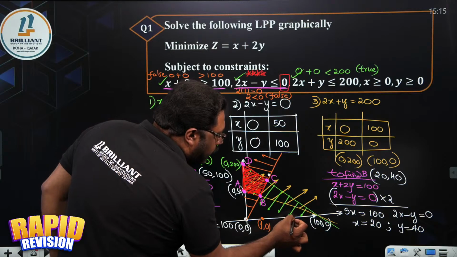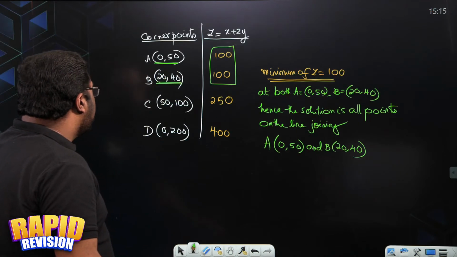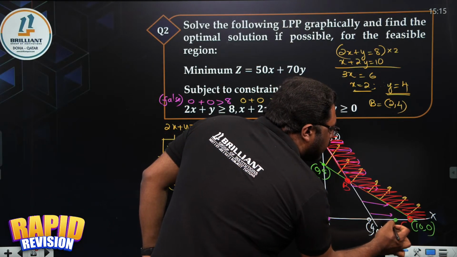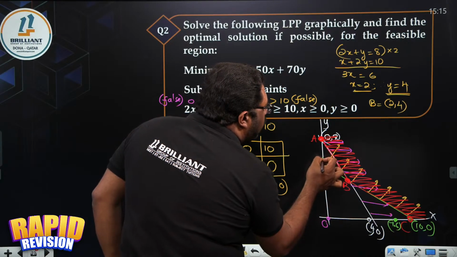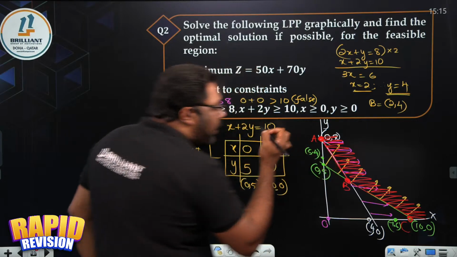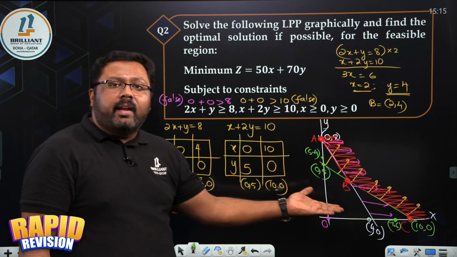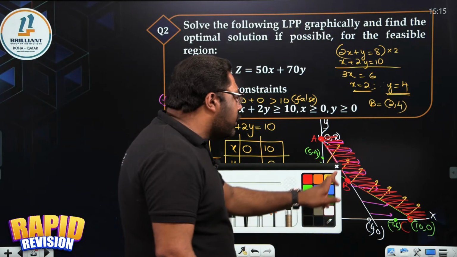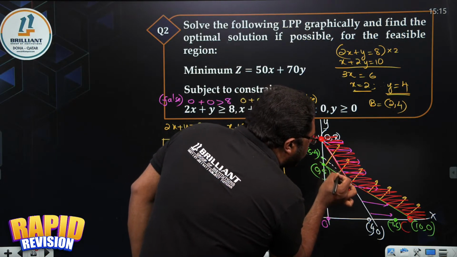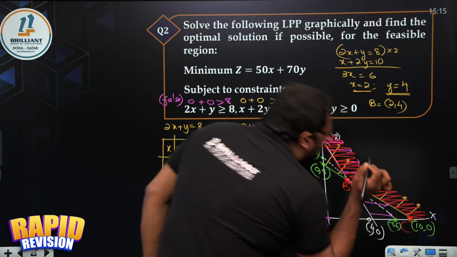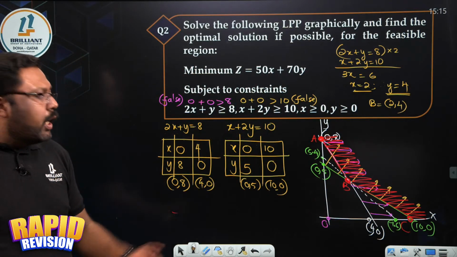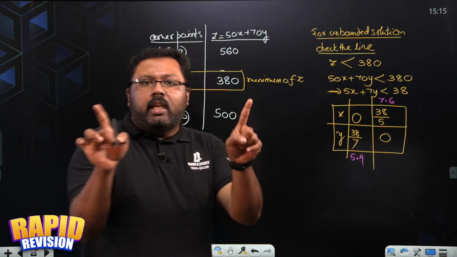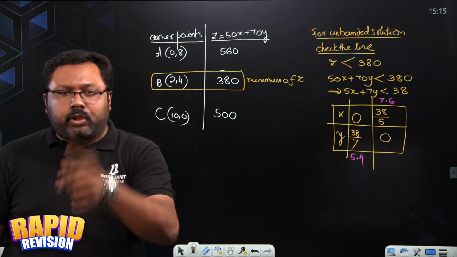7.6 on the x-axis, 5.4 on the y-axis. It's not a perfect graph, I understand that. It's a rough diagram I have drawn, but I'm still trying to get an approximately accurate position for it. You have to join these two points using a dotted line. Why a dotted line? Because it is strictly less than 38, so equal to is not there and points on the line should not be included.